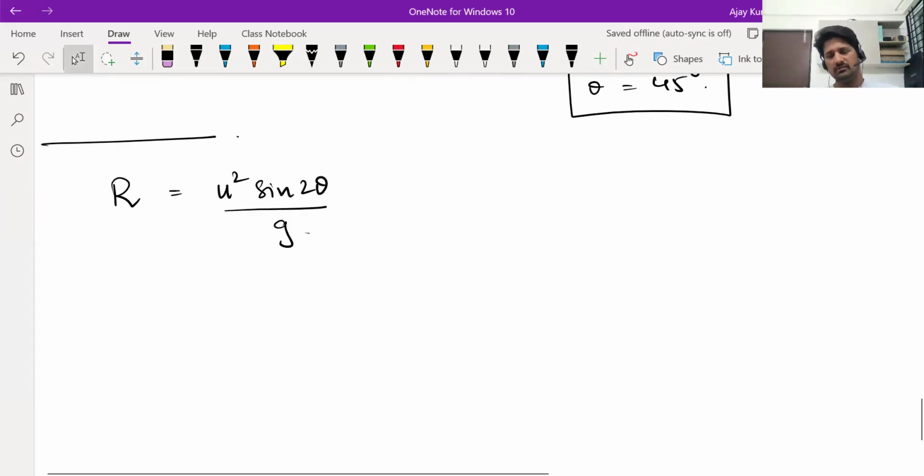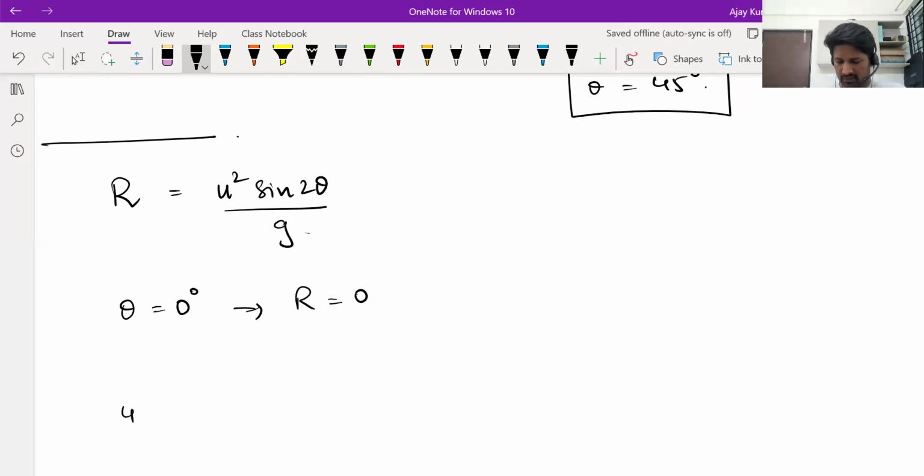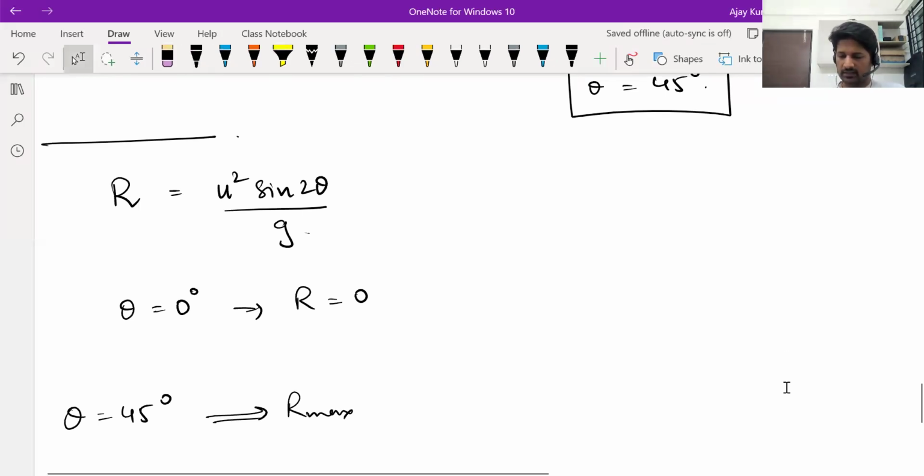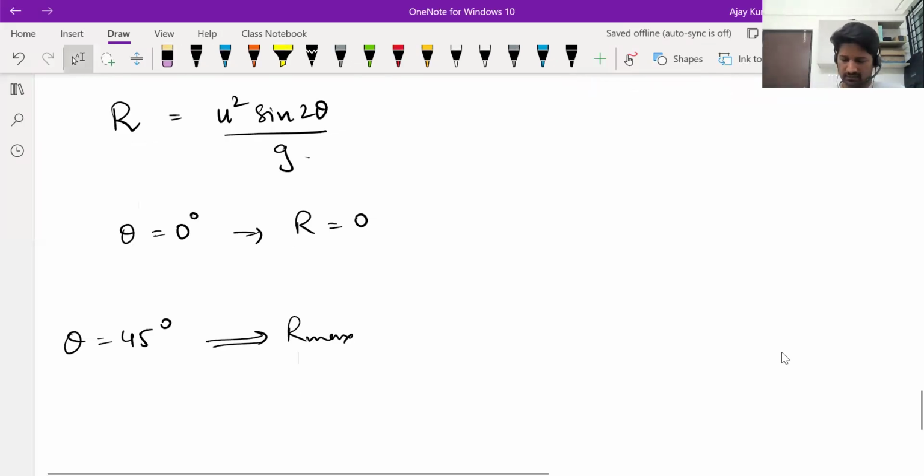We know that when theta is 0 degrees, the range is 0. When theta is 45 degrees, the range is maximum. Again, as theta increases beyond 45, the range decreases. Ultimately, when theta becomes 90 degrees, the range again becomes 0.